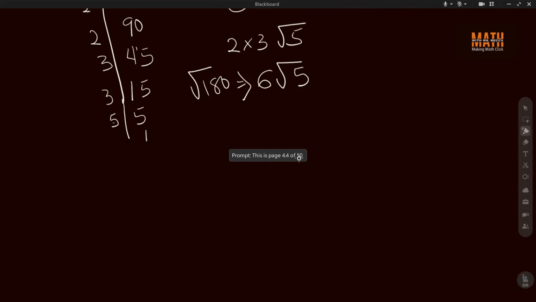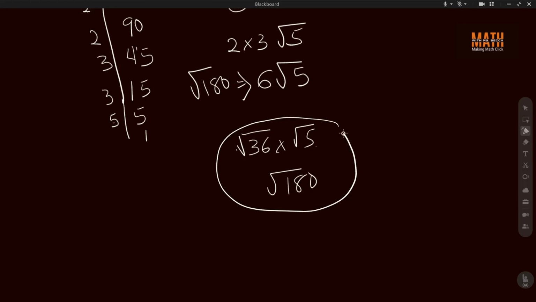If you want to check if your answer is correct, then just say, what is 6 squared? 6 squared is 36. So this will just be root 36 times root 5, and 36 times 5 is 180. So this will give root 180. If you do this and you get the answer, that means your answer is correct.